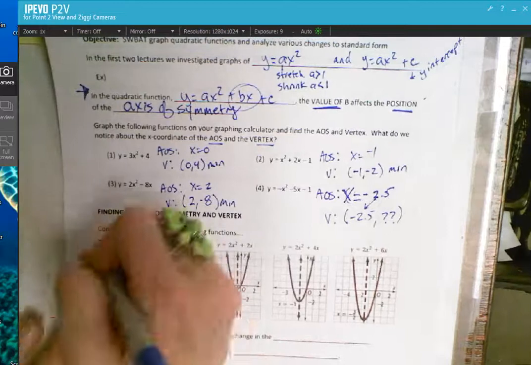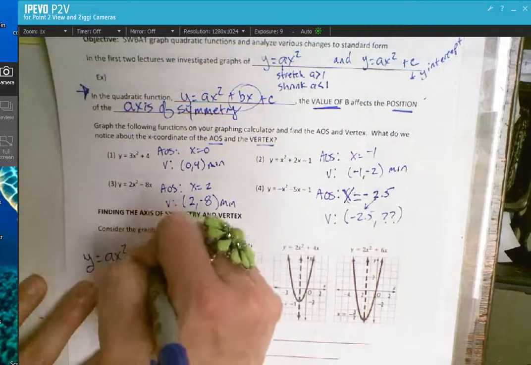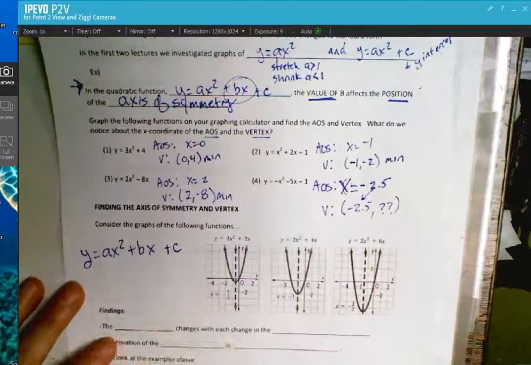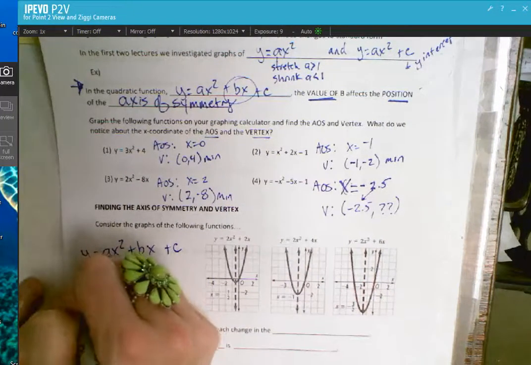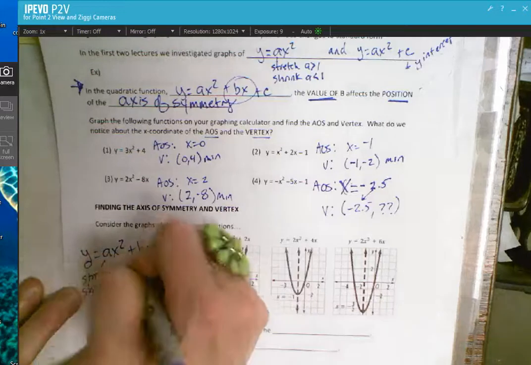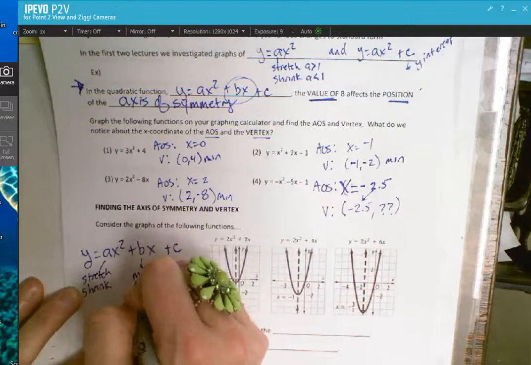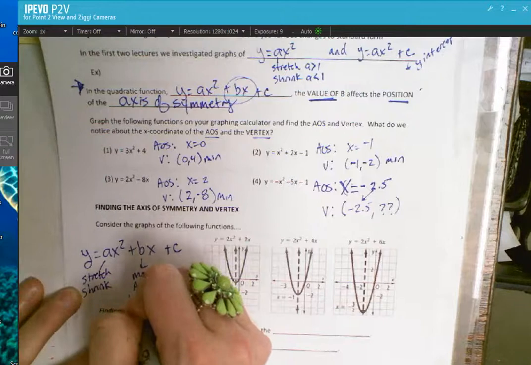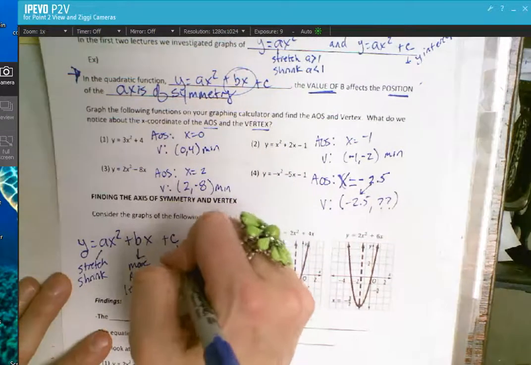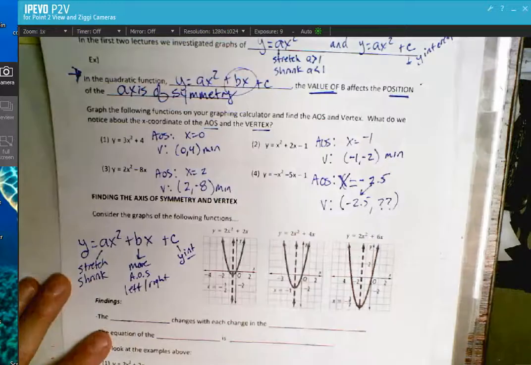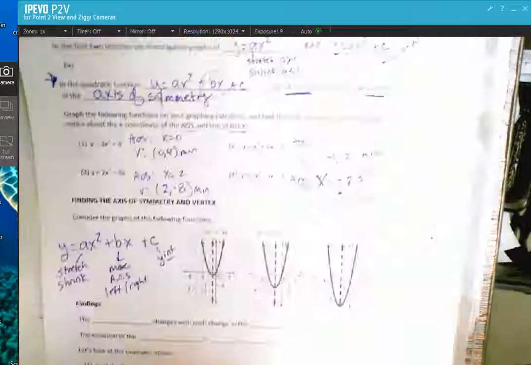So remember your pieces. You've got y equals ax squared plus bx plus c. Your a is your stretch or your shrink. Your b is going to move your axis of symmetry left or right. And your c is your y-intercept. When x is 0, c will be where it crosses the y-intercept.